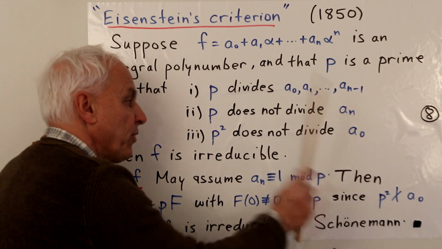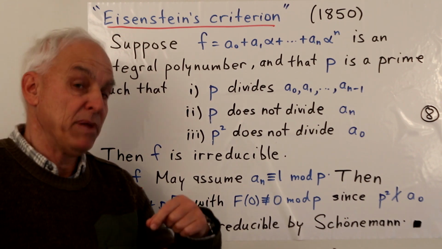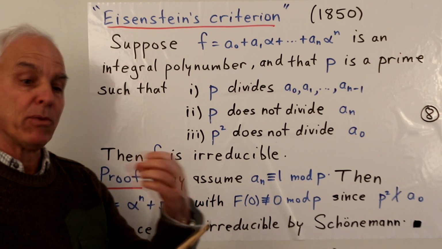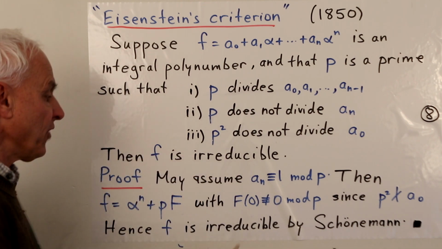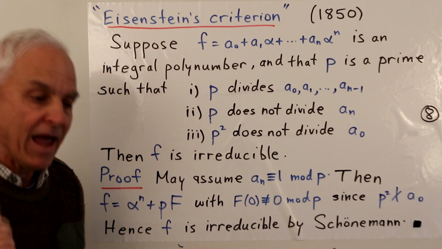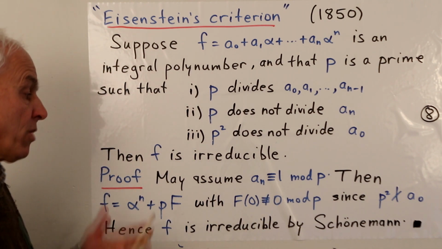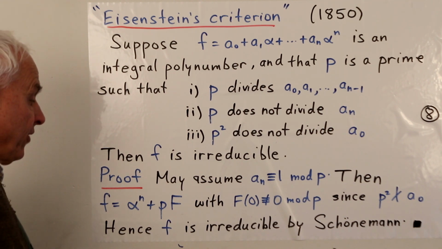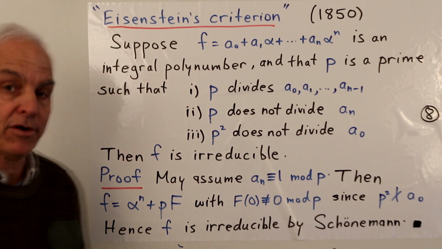But we know from the third criterion that p squared does not divide a0. p divides a0, so we were able to pull a factor of p out of a0, but we're not able to take out another factor of p. So this f of 0, which is what's remaining when you take p out of a0, has to be not congruent to 0 mod p. Okay, well that's exactly the situation where Schoenmann applies. So we conclude that f is irreducible by Schoenmann's criterion.